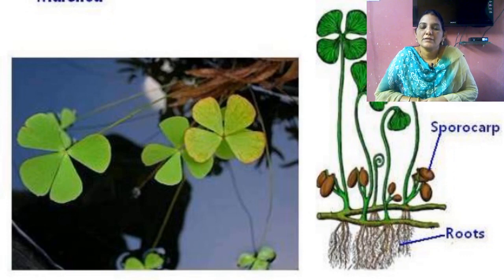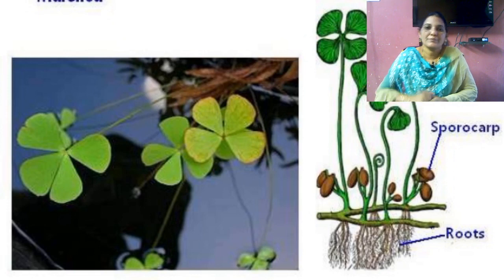I will tell you once again: the rhizome is divided into nodes and internodes, and each node produces adventitious roots. The roots absorb water and minerals and give them to the plant, and also help in fixation to the soil or water. Then the node produces on the aerial side one long petiole, and at the top of the long petiole 4 leaflets are present.